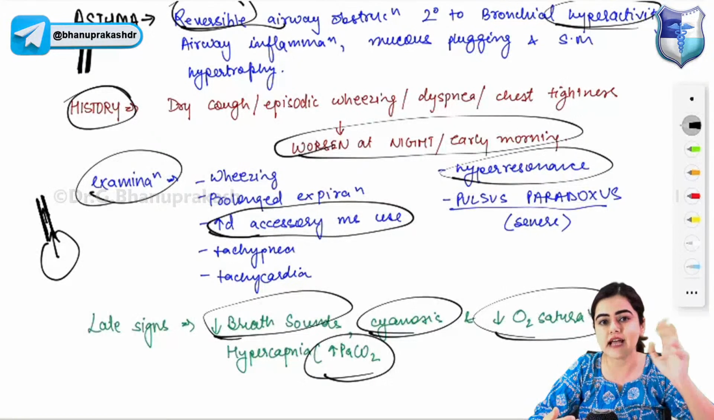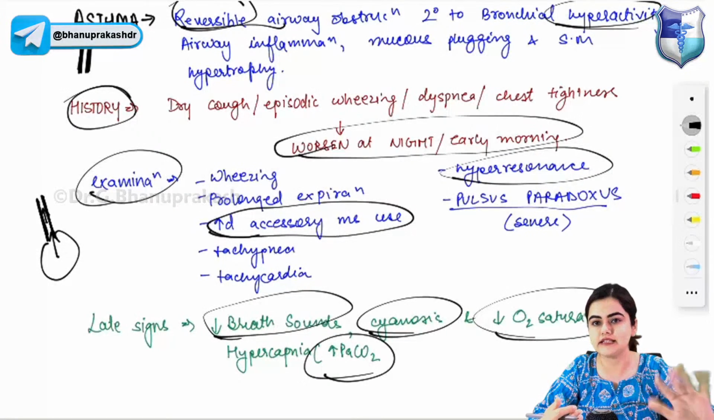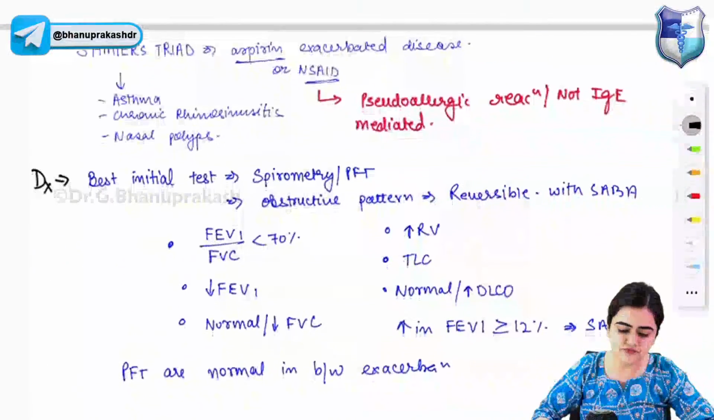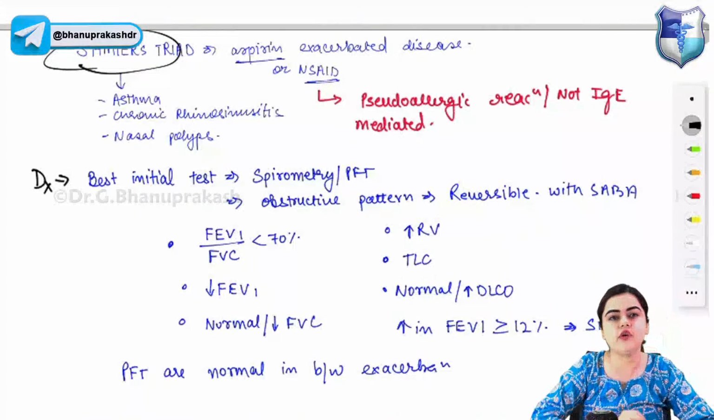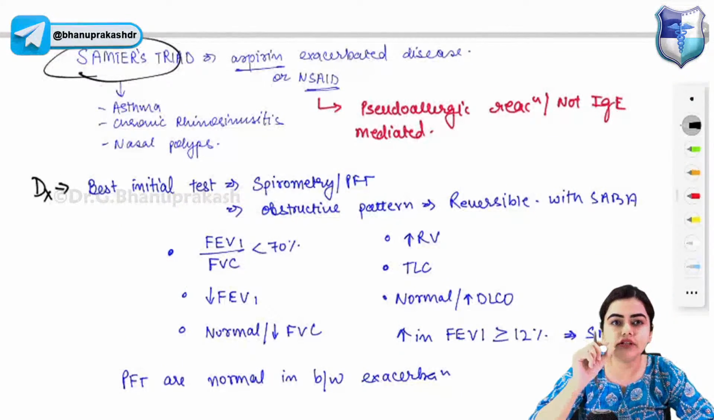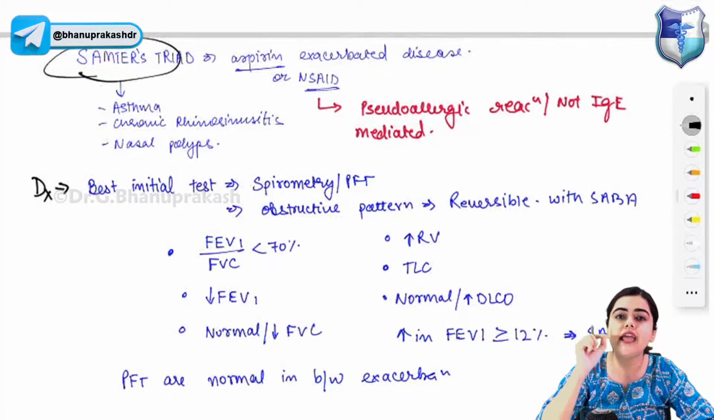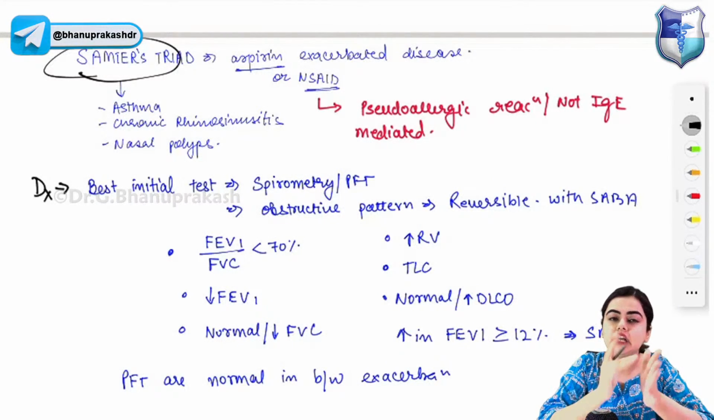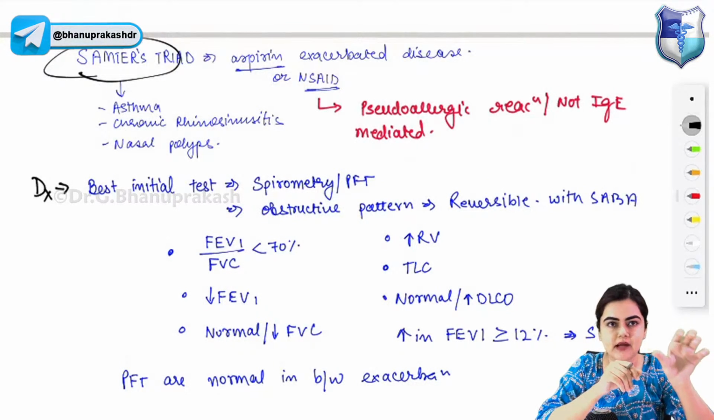So hypercapnia, cyanosis, decreased breath sound and decrease in oxygen saturation. This happens in late asthma. Okay, let's move to Samter's triad. Very frequently asked. This is simple. Samter's triad is aspirin exacerbated disease. Samter's triad is seen in aspirin related asthma. Aspirin or NSAID induced asthma is characterized by Samter's triad.